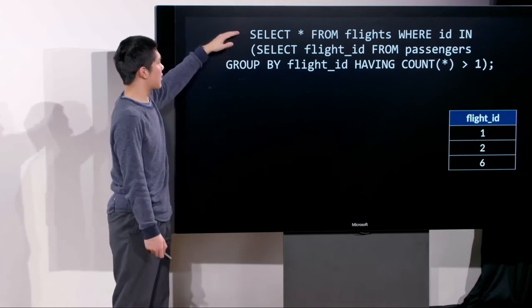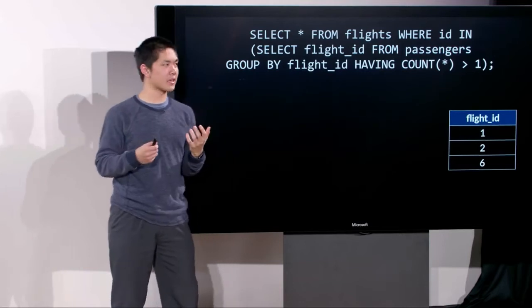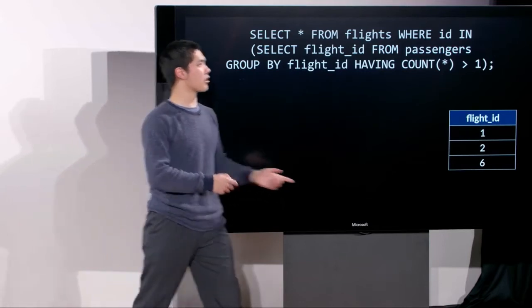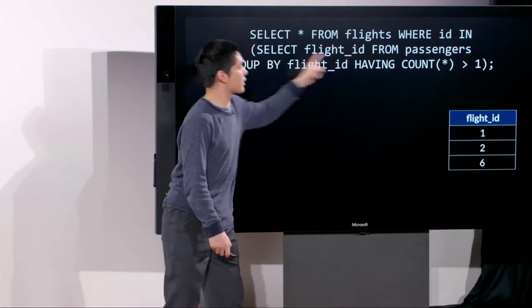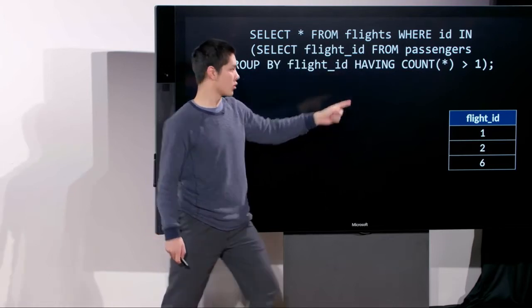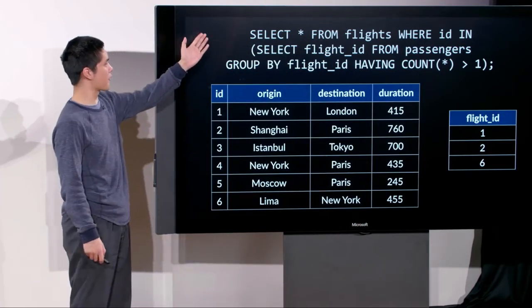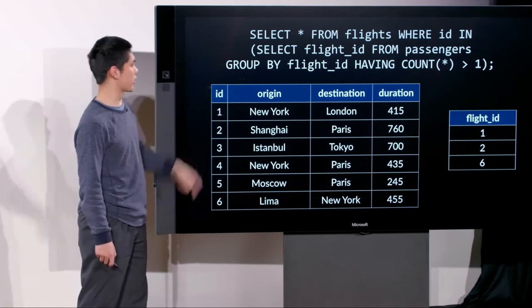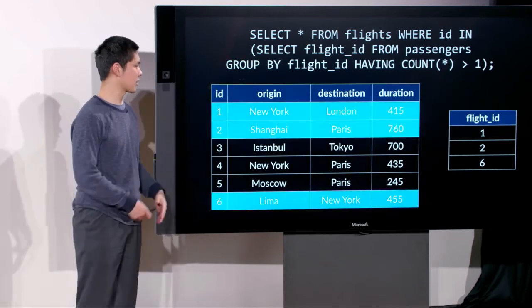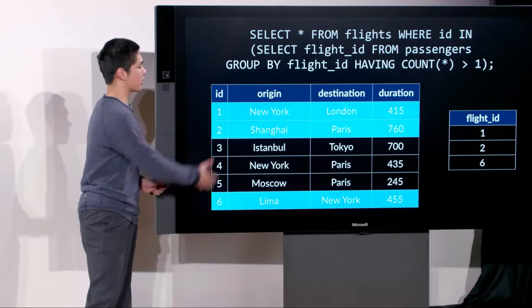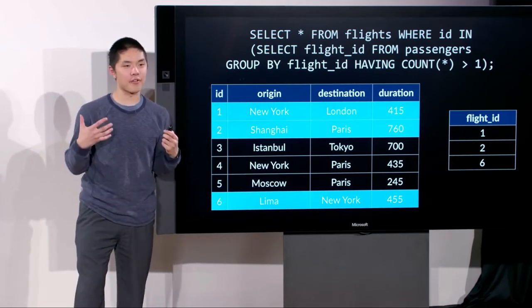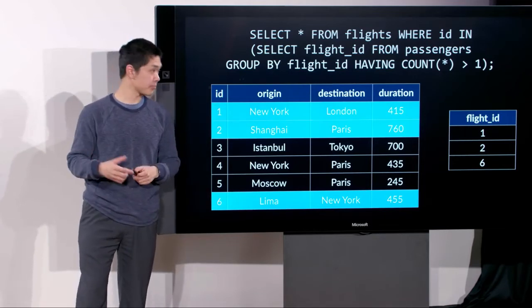And this top line up here is saying, select everything from flights, all the columns from flights, as long as the ID of the flight is in the result of this query. So what's going to happen is if I select star from flights where ID is in the result of this query, these are the rows that get selected, 1, 2, and 6, because those are the flights that have multiple passengers on them.